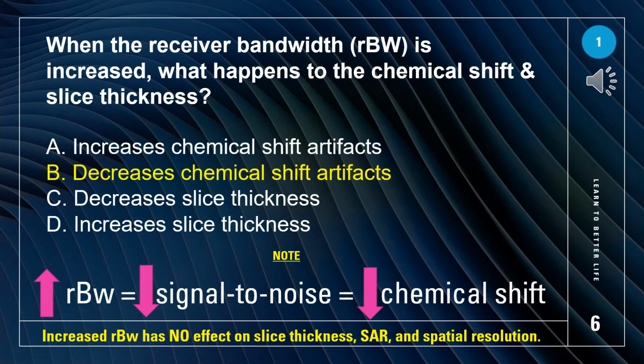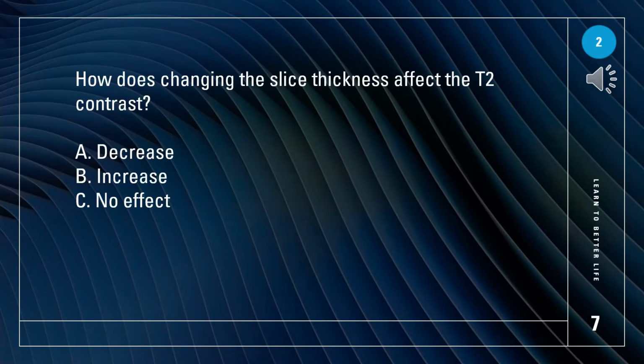Note: increased receiver bandwidth decreases the chemical shift in metal artifacts, decreases SNR, decreases scan time, and has no effects on slice thickness, SAR, and spatial resolution. How does changing the slice thickness affect the T2 contrast? Decrease, increase, or no effect? The answer is no effect.